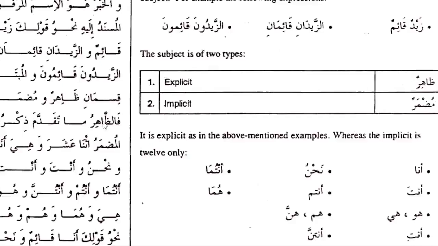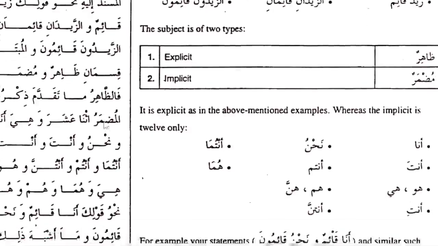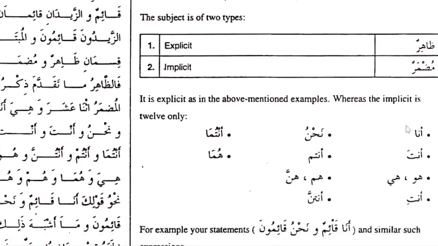فالظاهر ما تقدم ذكره والمدمر إثنا عشر, and then the mudmir, we say implicit, it is إثنا عشر, meaning it's just the pronouns that we know. Like I said, when it is represented by pronouns, so I can say أنا قائم, نحن قائمون. Then أنتما, أنت, أنتم, هما, هو, هي, هم, هن, أنتي, أنتن. I hope that is clear.